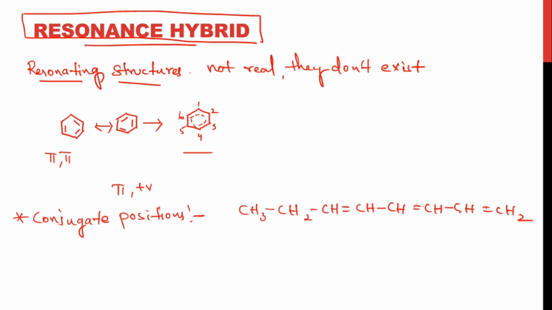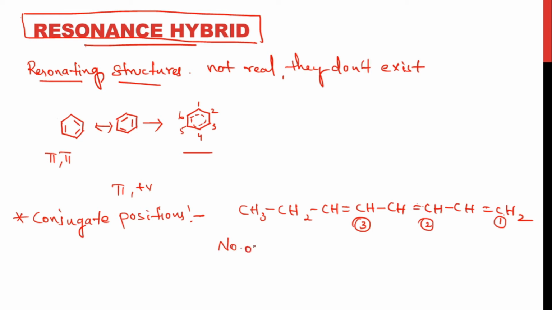So we have to count how many positions are in conjugation. That is, this is one, and this is second, and this is third, where one double bond is at carbon 1, carbon 2, and carbon 3. So there are three double bonds, so three double bonds are in conjugation now. When three double bonds are in conjugation, now note one point.